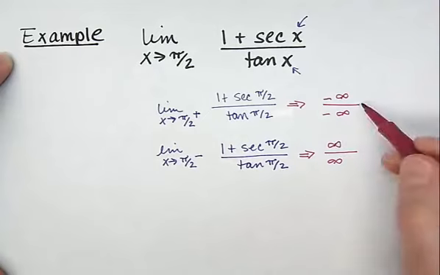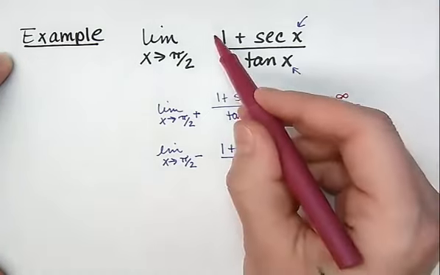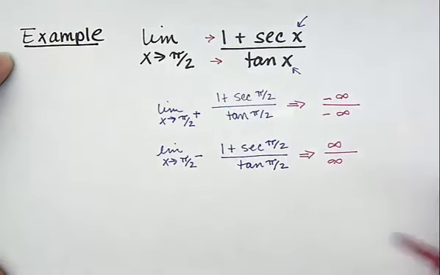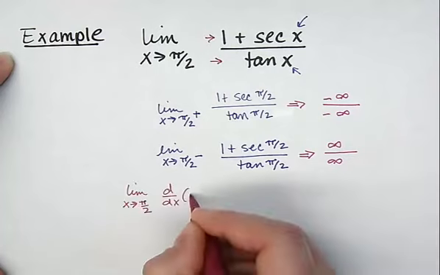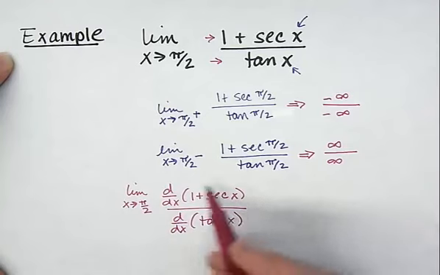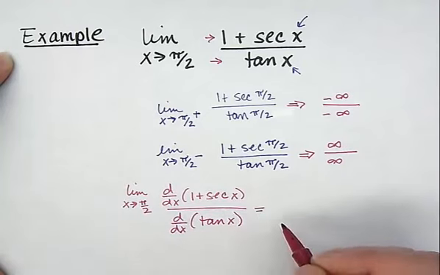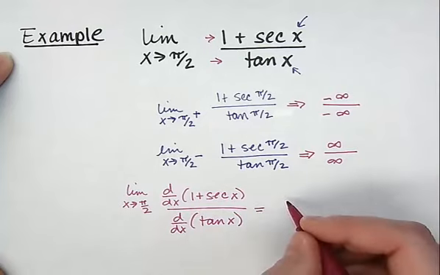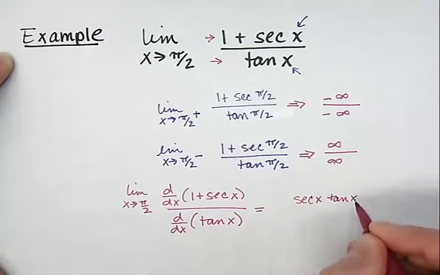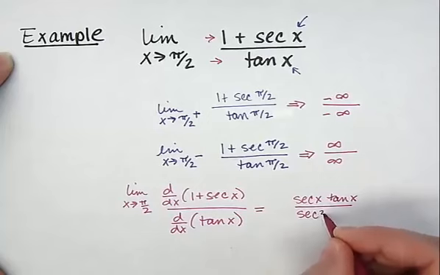Because both of these are indeterminate forms, we can apply L'Hopital's rule. So let's go ahead and take the derivative of the numerator and the denominator and see what happens when we reevaluate at pi over 2. Okay, so this is what we need to do to apply L'Hopital's rule. The derivative of 1 plus secant x is, the derivative of 1 is 0. The derivative of secant x is secant x tangent x. The derivative of tangent x is secant squared x.